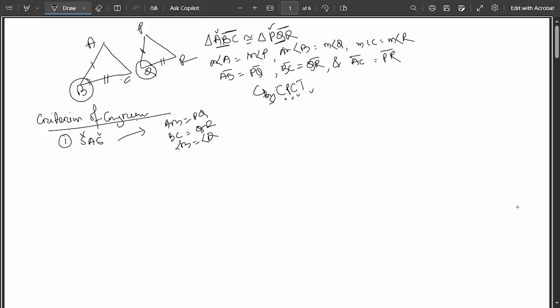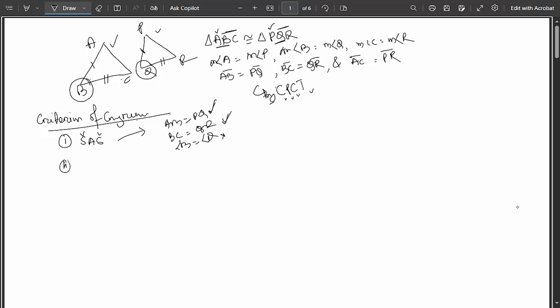If it is given that AB equals PQ, BC equals QR, and angle A equals angle P, then we cannot say whether the triangles are congruent or not. They may or may not be congruent. But if two pairs of sides are the same and the intermediate angles are the same, then we can clearly say that these two triangles are congruent.